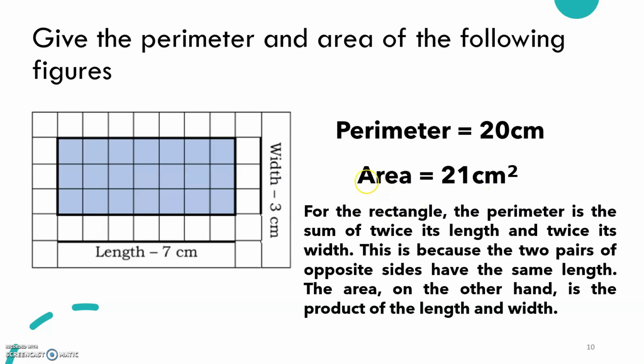Okay? So, for the rectangle, the perimeter is the sum of twice its length and twice its width. Ito yung 2L plus 2W. This is because the two pairs of opposite sides have the same length. The area, on the other hand, is the product of the length and width. So, ito yung pinakita ko kanina sa formulas na A equals L times W.